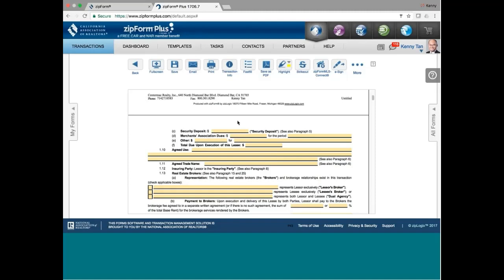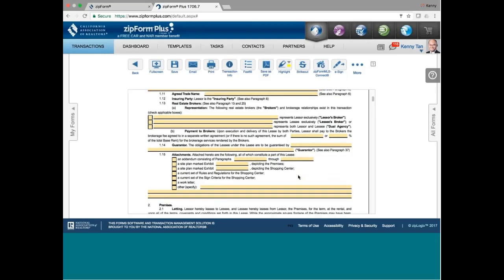All right. Next, 1.13, that's the same as before, so we're not going to cover it. Guarantor is the same as before. And then the attachment, you got the addendum site plan. If you have any applicable site plan that depict the premises, as well as the shopping center, okay? And then you have the rules and regulations of the shopping center, if applicable, you will check it. And the design criteria for the shopping center, if applicable, you'll check it.